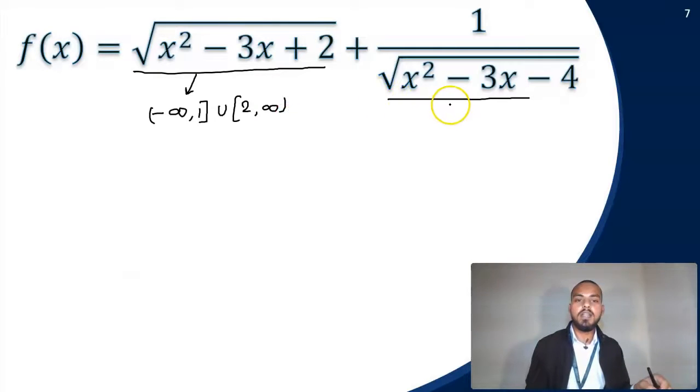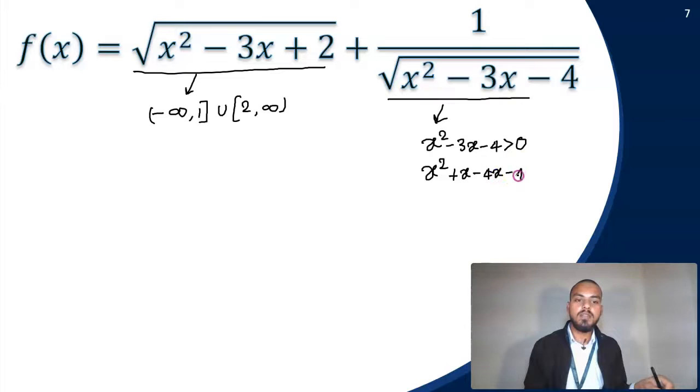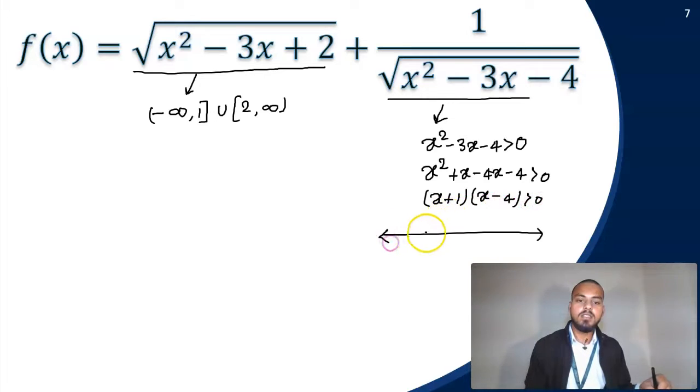Now you simply need to find the domain of this function. If you solve this value, this is equal to x square minus 3x minus 4. Here we can't take the equal to sign because this function is in the denominator part. So x square minus 3x minus 4 greater than 0, and this is equal to x square plus x minus 4x minus 4 greater than 0, and this is equal to x plus 1 multiplied by x minus 4 greater than 0. The roots are minus 1 and 4, with plus infinity on one side and minus infinity on the other.